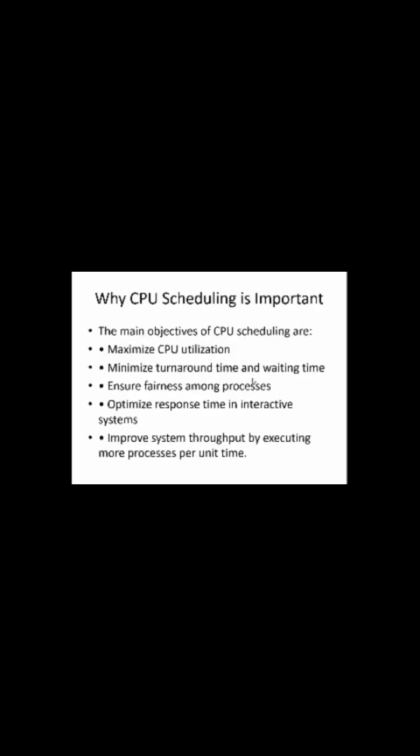Why CPU scheduling is important? So CPU scheduling is important to maximize the CPU utilization. The CPU can be utilized more efficiently, and it minimizes turnaround time and waiting time. Processes have different turnaround times and waiting times, and these can be minimized. It also ensures fairness among processes. So the fairness of the processes can be ensured by the CPU scheduling.